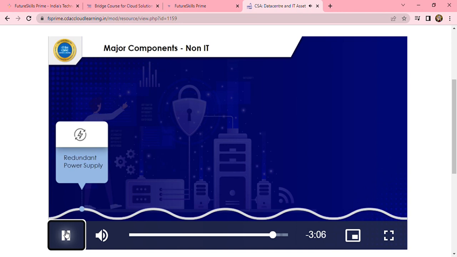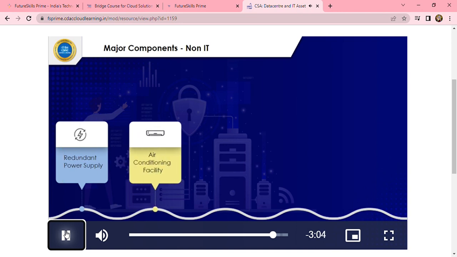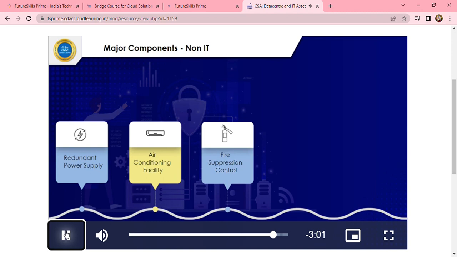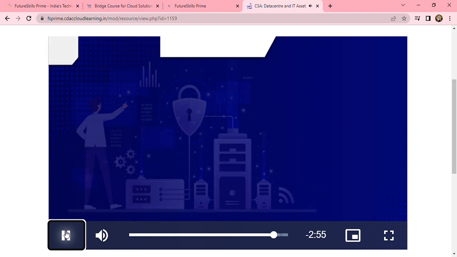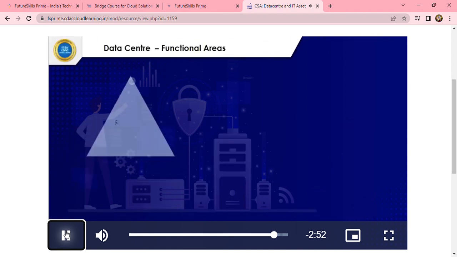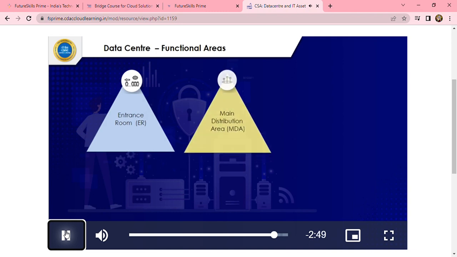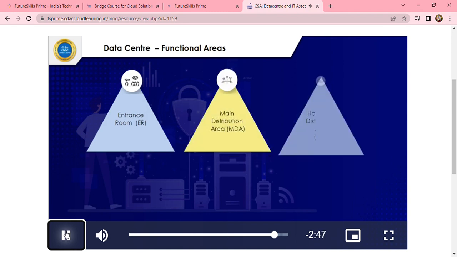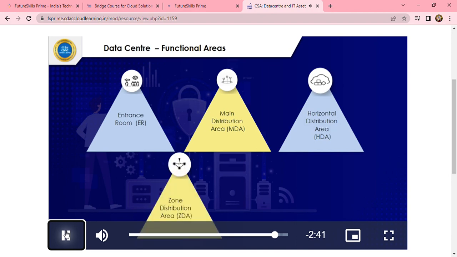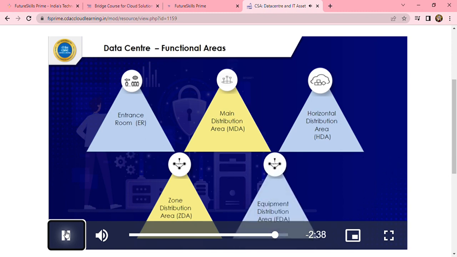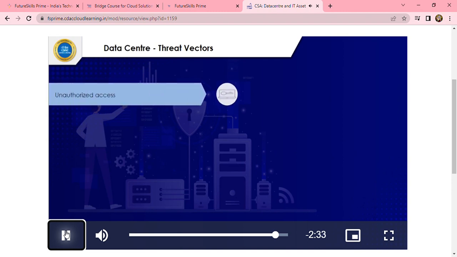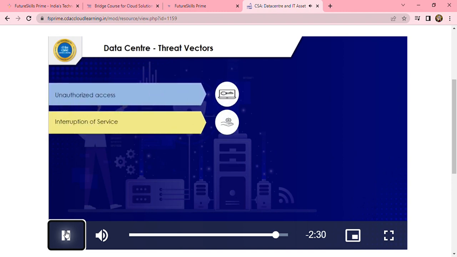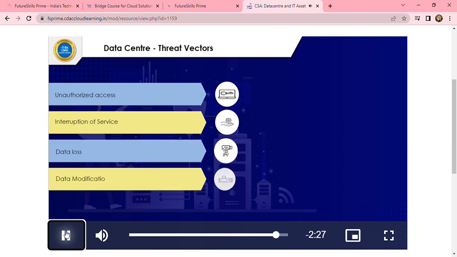Redundant power supply, air conditioning facility, fire suppression control, access control, CCTV. Data center functional areas: entrance, room E-star, main distribution area, MDA, horizontal distribution area, HDA, zone distribution area, ZDA, equipment distribution area, EDA. Data center threat vectors: unauthorized access, interruption of service, data loss, data modification.